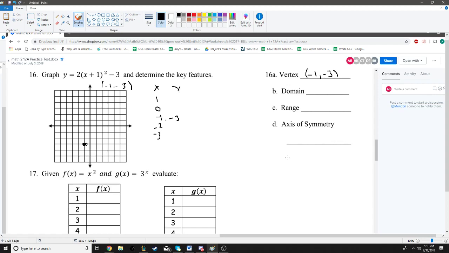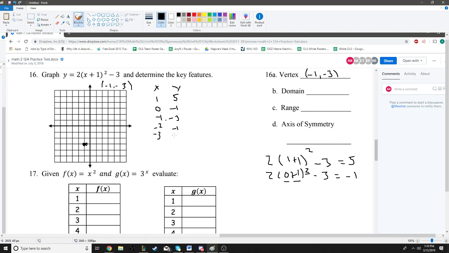So for the first one, I'm going to do the work maybe over here. This is 2 times 1 plus 1 squared minus 3. Parentheses first is 2. 2 squared is 4. 4 times 2 is 8. 8 minus 3 is 5. So that's 1, 5. And then you can plug in 0. 0 plus 1 is 1. 1 squared is 1. 2 times 1 is 2. And 2 minus 3 is -1.